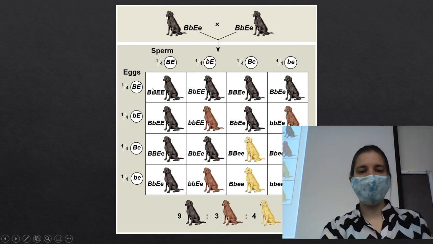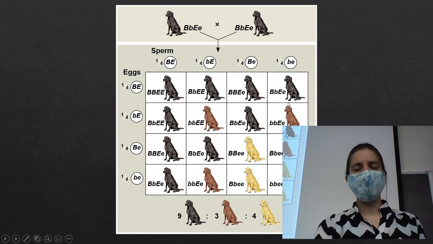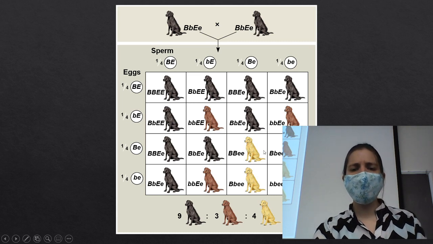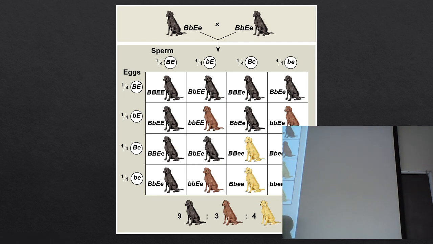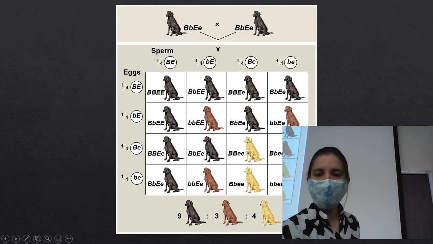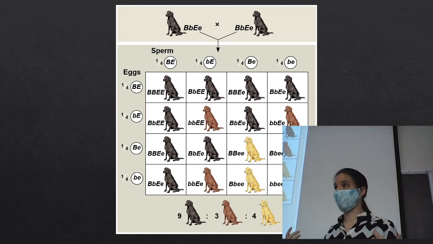Online folks, we see that there are a bunch of black labs, some brown labs, and some yellow labs, right? And we'll see, like, this buddy right here. Does this dog make black pigment? Absolutely, right? This dog makes black pigment. It just can't get that pigment to its fur.